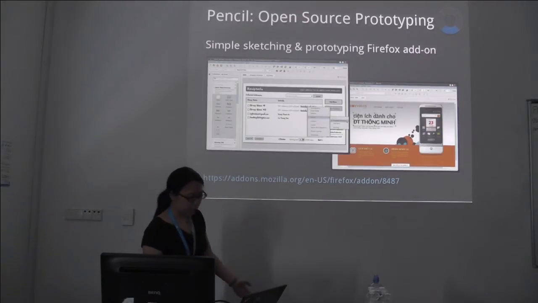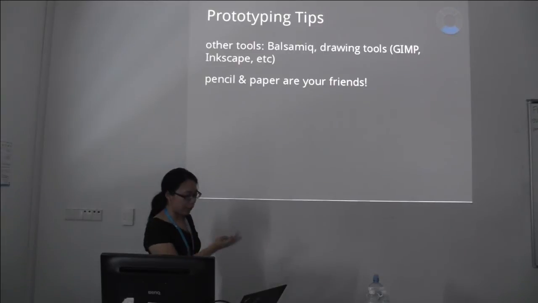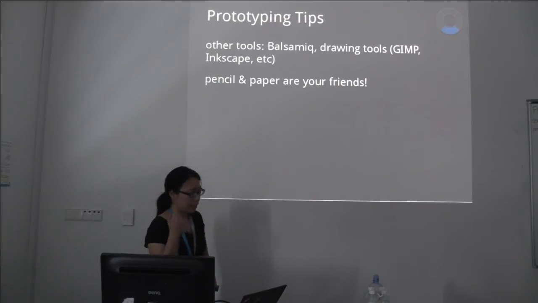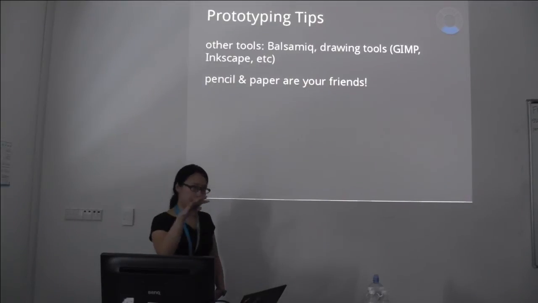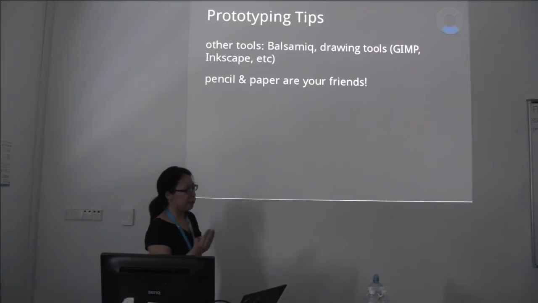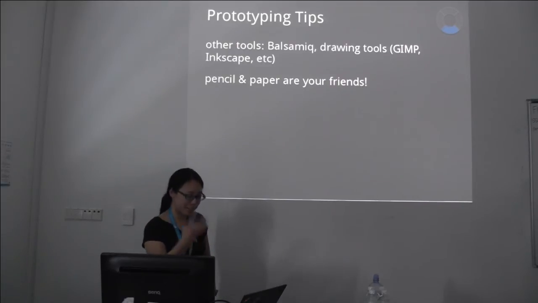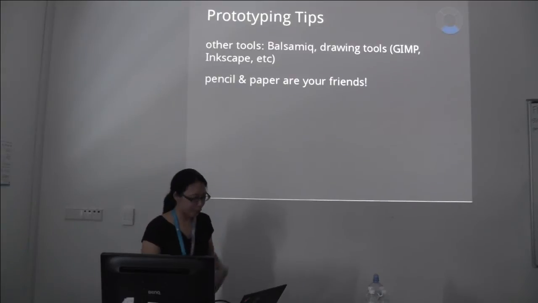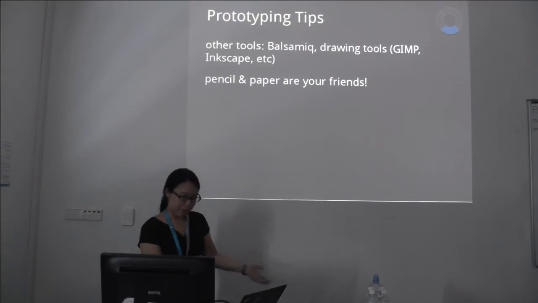If you don't want to use the Firefox add-on, there's a web version of Balsamiq that's free, or you can do it the old school way, which is just using drawing tools like GIMP or Inkscape to digitally draw out your wireframes. So basically this is one step up from pen and paper, where you're using digital versions of it. But the key thing to notice is to not shy away from using pencil and paper. We're in the digital age, very squarely in it, but pen and paper is not such a bad thing.